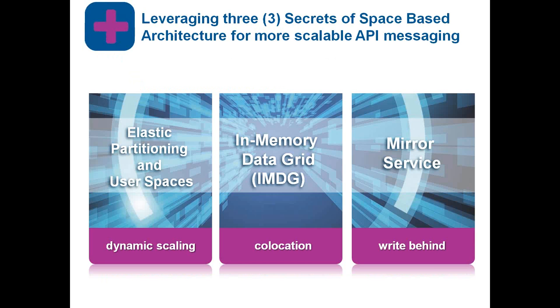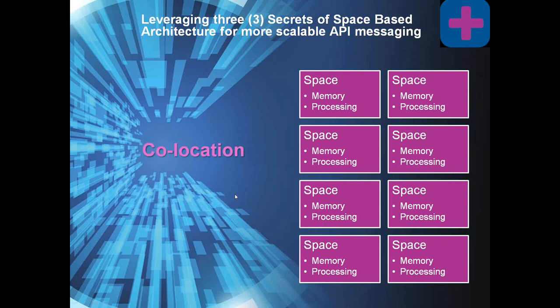So with in-memory computing, you have something that you might call space-based architecture. Now, by that we mean that you have elastic partitioning and the ability to dynamically scale your environment. So you do that by co-locating memory and processing in a space. That's why we call it space-based architecture. So you have multiple spaces that are out there in a grid, if you will, and that grid then provides you with scale.